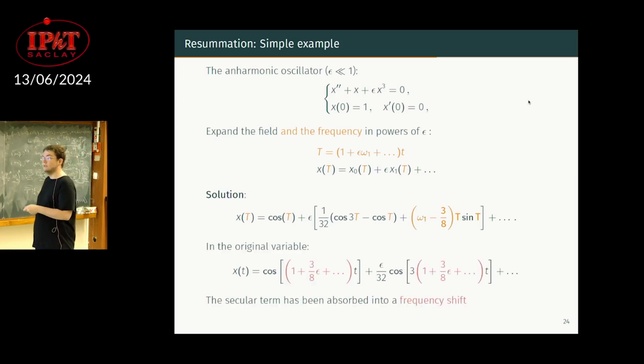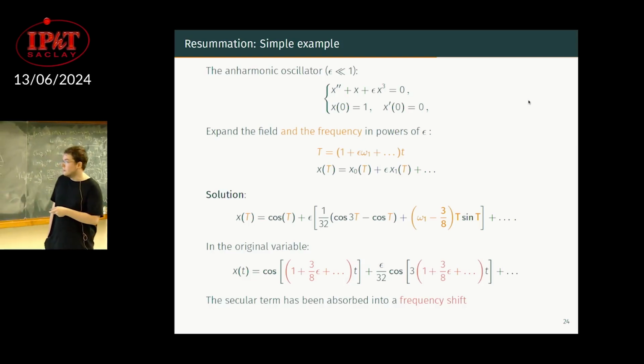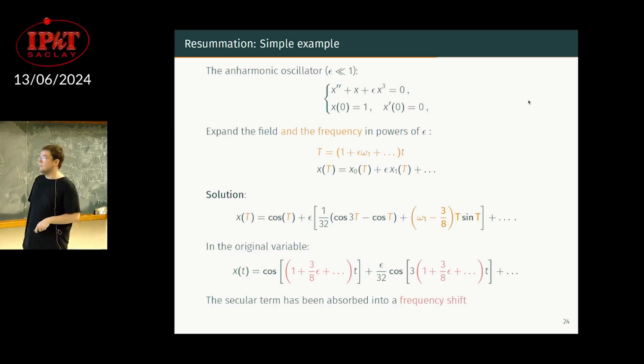And if we do that, and we then translate back into the original variable t, the result looks like this. And this is the lesson here. The lesson is that when we have secular terms that appear at some point in the perturbation theory, we can reabsorb them in a frequency shift at a lower order. So before we had a frequency equal to 1, and now at zeroth order we have a frequency equal to 1 plus 3 epsilon over 8. So we want to do the same thing with the solution that I was presenting before.